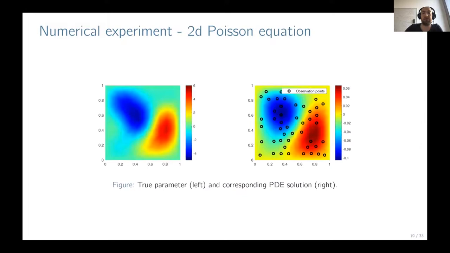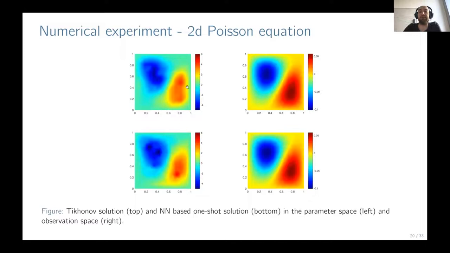So on the right-hand side, we have our PDE solution, which we observe at some randomly picked points. And on the left-hand side, you can see our underlying ground truth. If we solve the inverse problem in its reduced form, including some Tikhonov regularization, we obtain this approximation. And now if we compare to the proposed approach, where we include the neural network approximation, the neural network one-shot approach, on the right-hand side you can see the PDE solution, which fits nearly perfectly the observation or the ground truth of the PDE solution. And on the left-hand side, you can see our approximation of the underlying ground truth parameter. And of course, we should compare to this Tikhonov solution because we included the Tikhonov regularization.